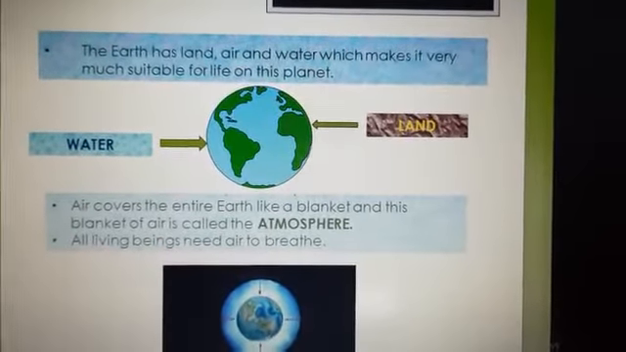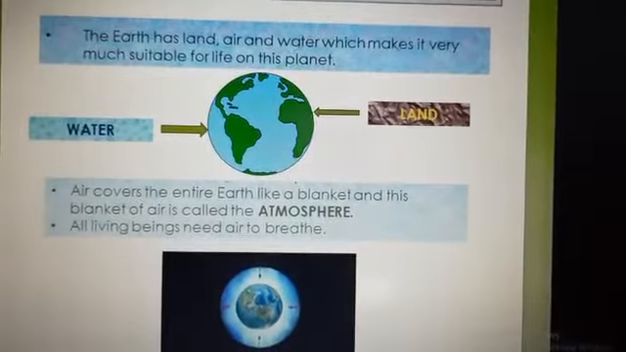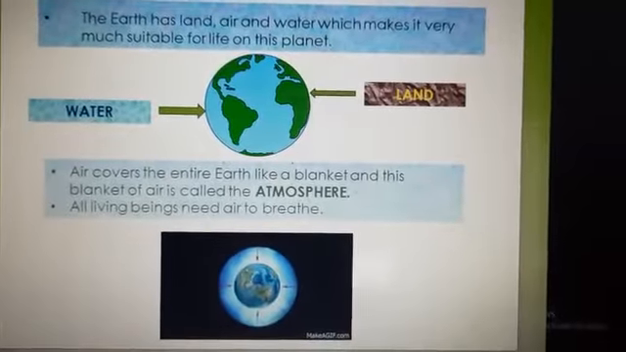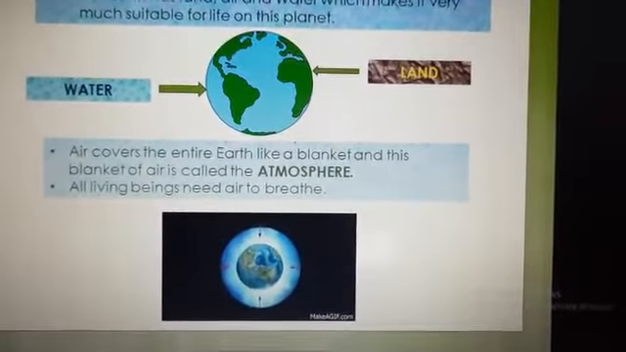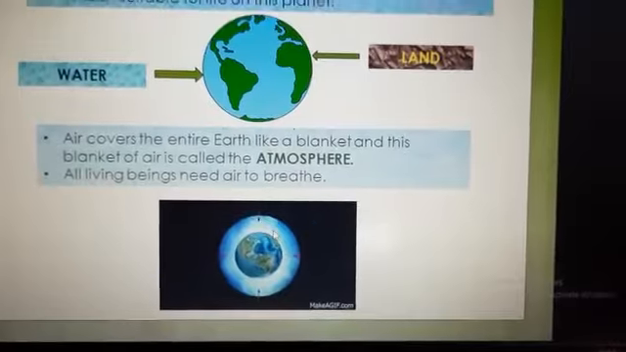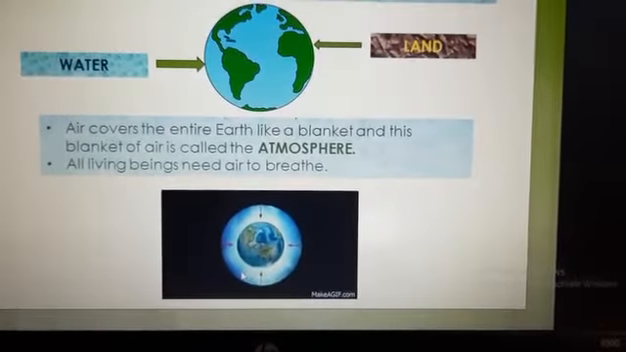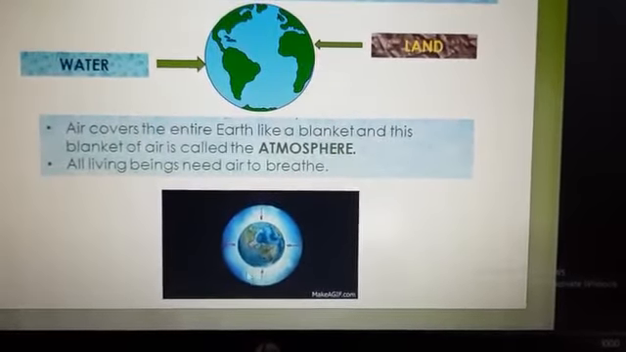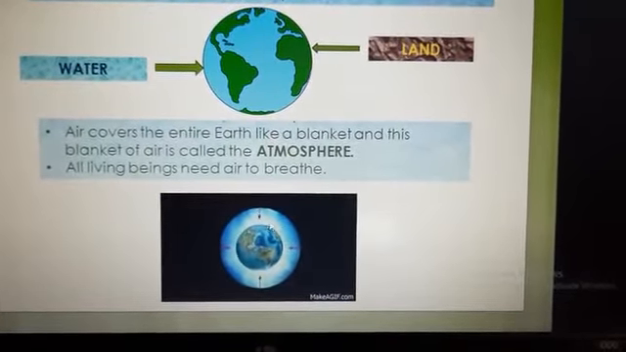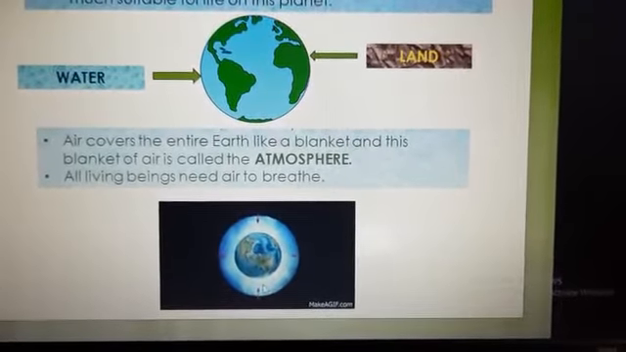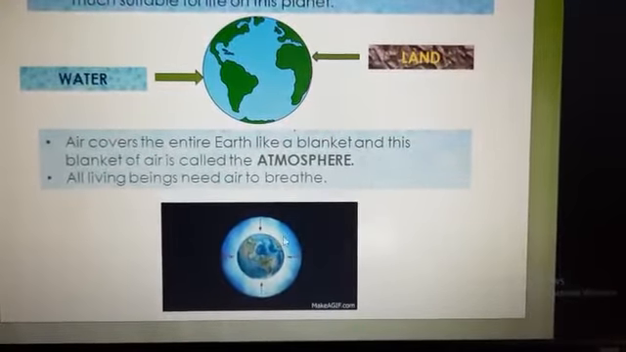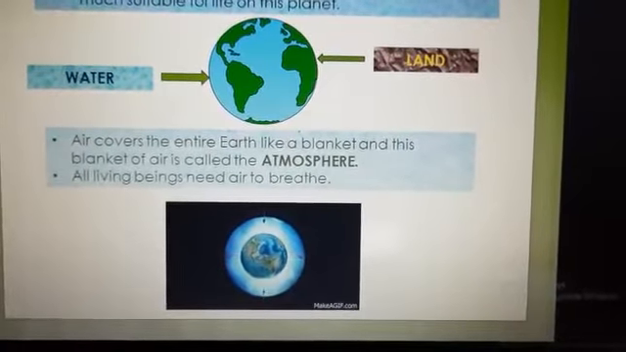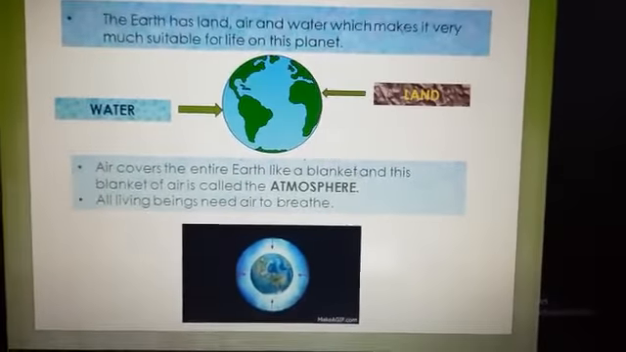So the air covers the entire earth like a blanket, and this blanket of air is called the atmosphere. So as you can see in this picture below, this layer is the atmosphere and it is covering our earth and protecting us from the dangerous and harmful rays of the sun. And also we know that living organisms need air to breathe, and this air is given by the atmosphere which we have.